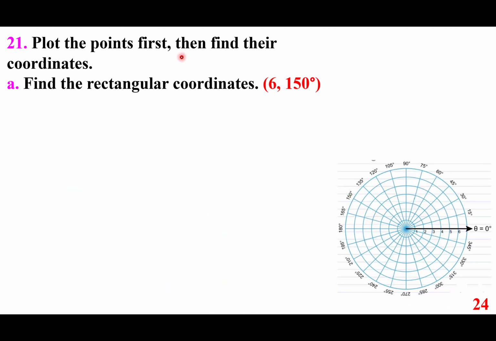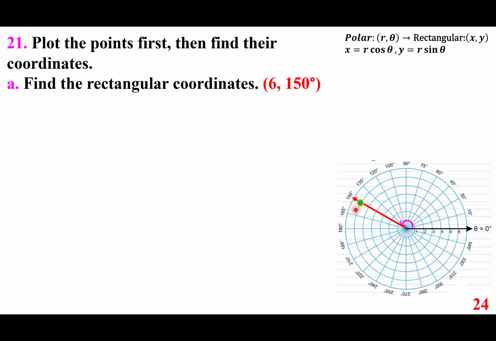Plot the points first, then find their coordinates. And in this case, we have 6, 150 degrees. We want to find the rectangular coordinates. So 150 degrees. And you go how many? 6 tick marks. Okay. So that means 1 and 2 and 3 and 4 and 5 and 6 circles.